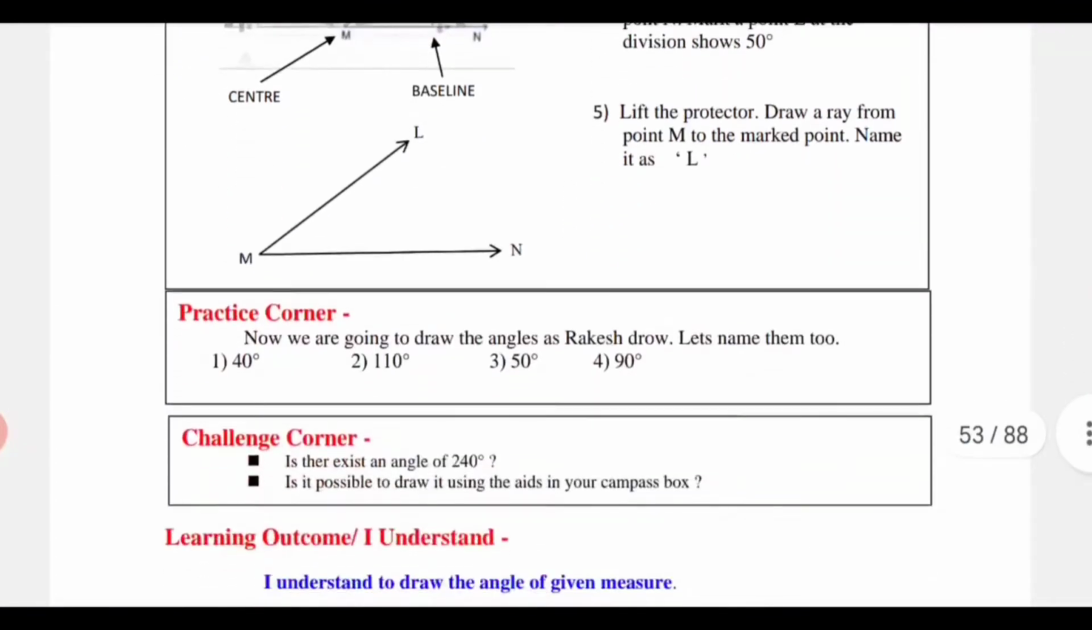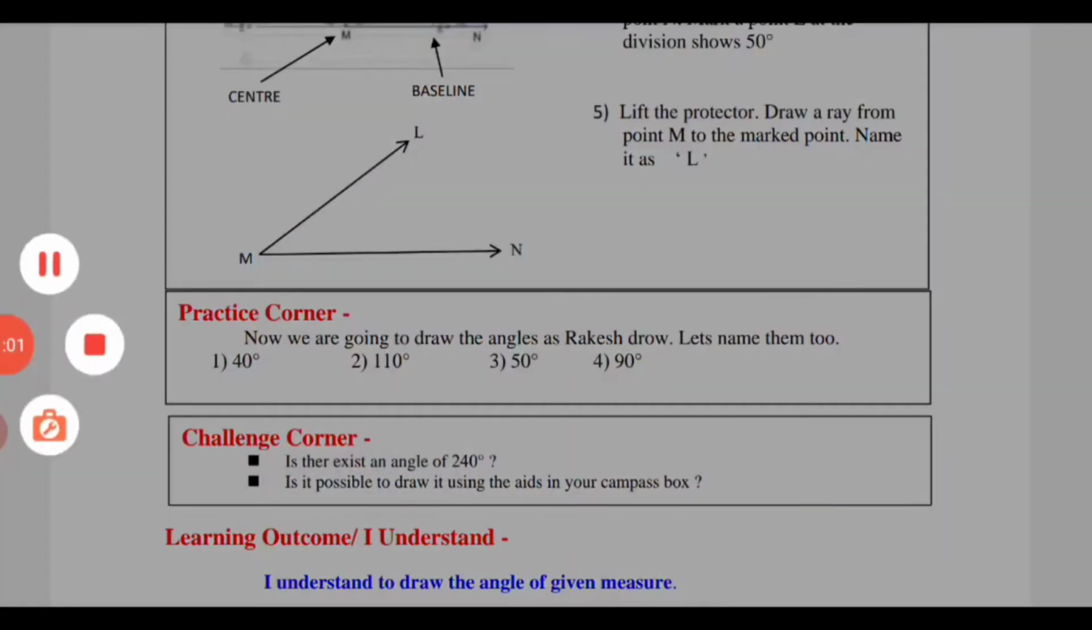So directly let us see what is there in the practice corner. In practice corner, we have given these 4 measurements of angles and we have to draw the angles from this given measurement. And then there is the challenge corner. In challenge corner also we can see 2 questions are there. Only answer is there exist an angle of 240 degree and is it possible to draw using the aids in your compass. That means we have to write answer in the yes or no form. So very easy challenge corner, and practice corner is also very easy. So we will be going to the notebook directly and we will be solving these sums in our notebook.